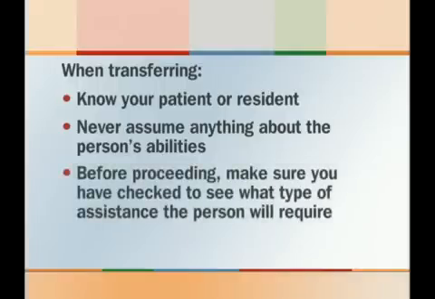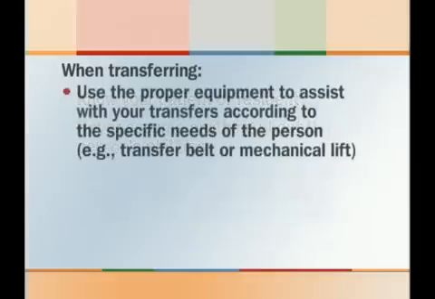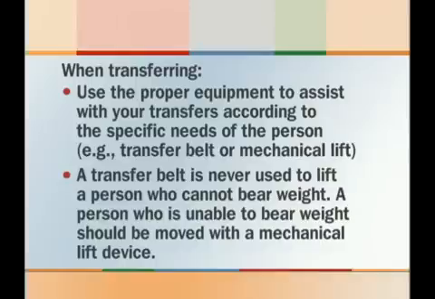Before proceeding, make sure you have checked to see what type of assistance the person will require. Then, make sure you use the proper equipment to assist with your transfers according to the specific needs of the person, using, for example, a transfer belt or mechanical lift. Remember, a transfer belt is never used to lift a person who cannot bear weight. A person who is unable to bear weight should be moved with a mechanical lift device. For safety, make sure you have been trained in the use of these devices before you use them.